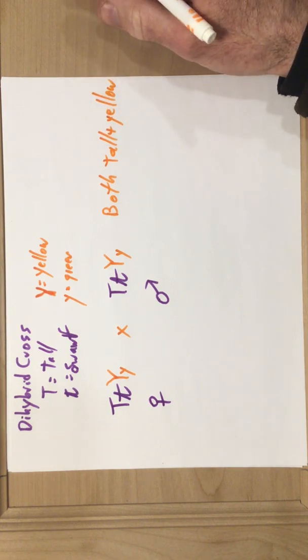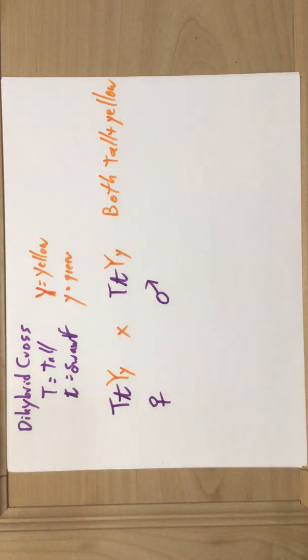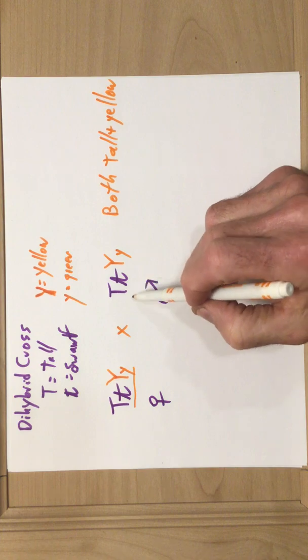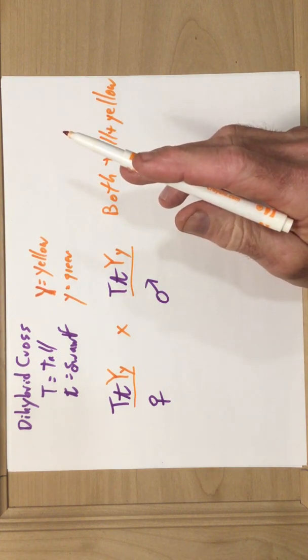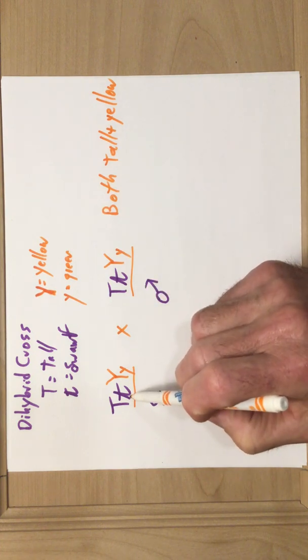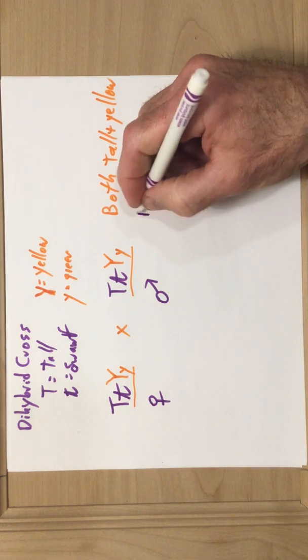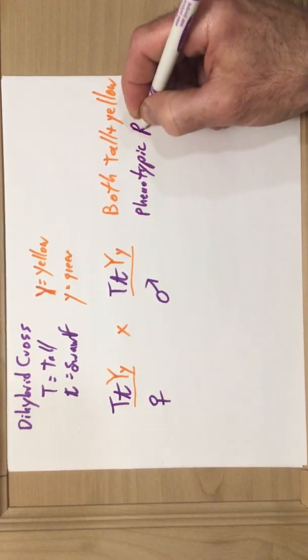What you can't tell by looking at them is they are heterozygous for both traits, right? So this is a tall yellow plant, that's a tall yellow plant, but what you can't see is this hidden bunch of recessive alleles. You can't see the little t and the little y's in either one of these, all right? So what we want to know is, let's make this one easy. Let's say we want to know the phenotypic ratio.